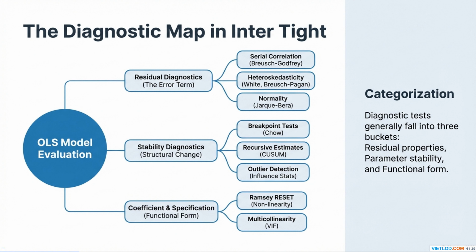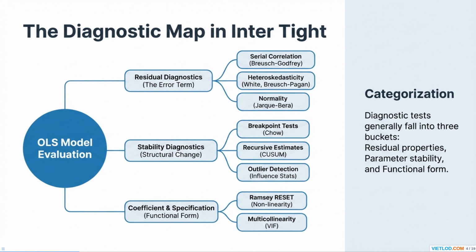To effectively avoid the diagnostic domino effect we discussed earlier, we need a systematic approach. This diagnostic map provides a comprehensive framework for evaluating ordinary least squares, or OLS, models. We can categorize these crucial diagnostic tests into three main buckets. First, we have residual diagnostics, which examines the properties of the error term. This includes checking for issues like serial correlation, which can be detected with tests such as Breusch-Pagan-Godfrey, and heteroskedasticity, using tests like White's or Breusch-Pagan.